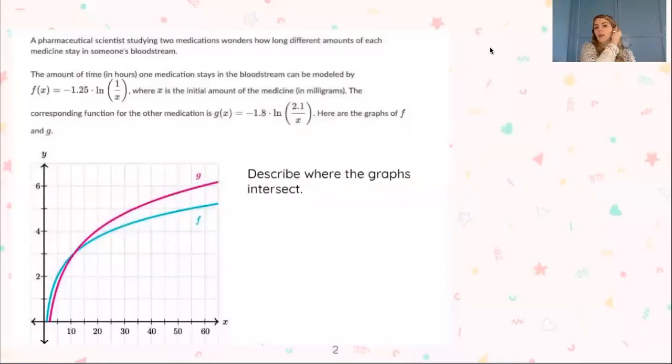So first, a pharmaceutical scientist is studying two medications and wonders how long different amounts of each medicine stays in someone's bloodstream. So which is going to be more effective?